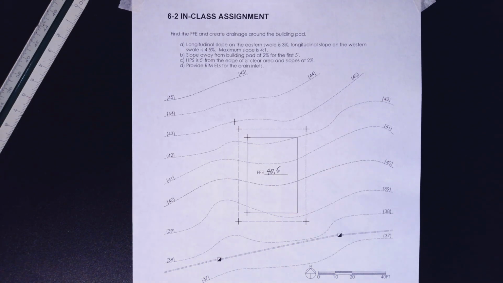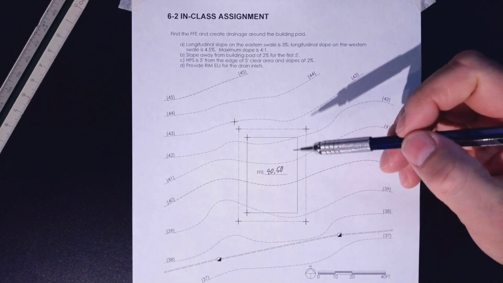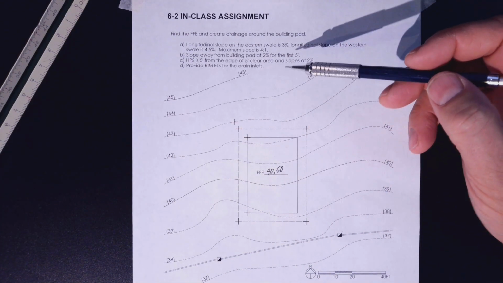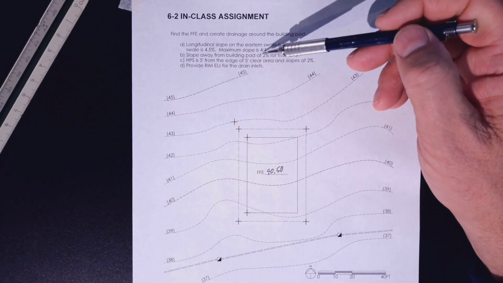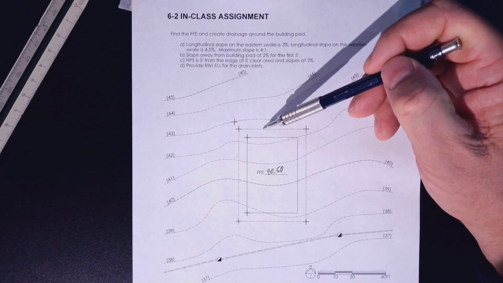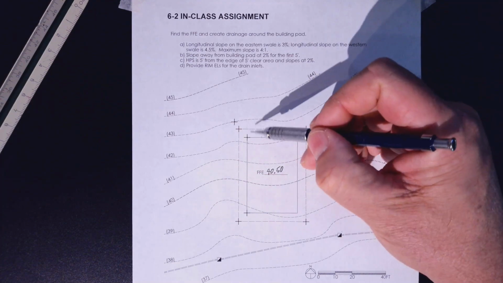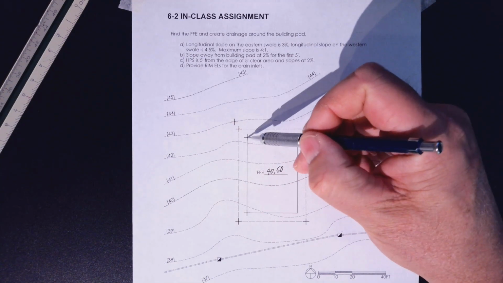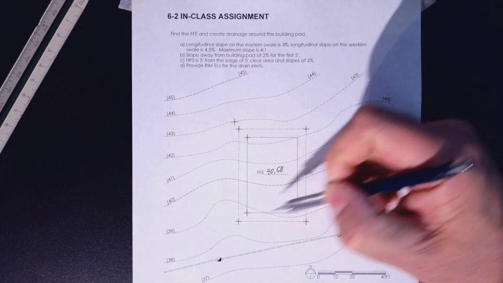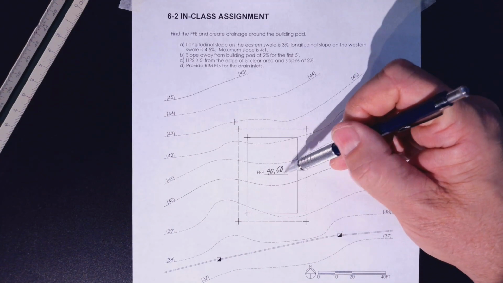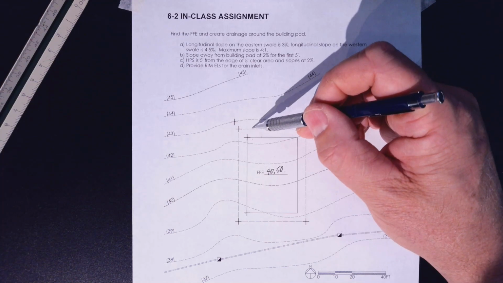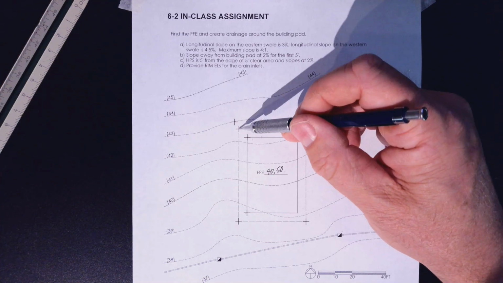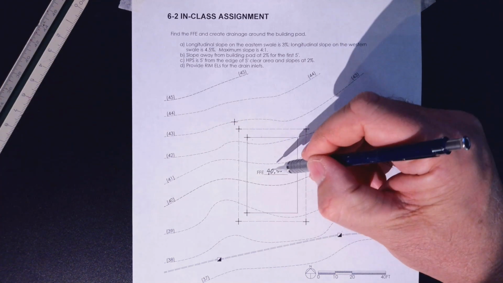So 40.50 we'll say as our pad. Hopefully that makes sense. Now let's go ahead and do our grading problem. They say that the slope away from the building pad is 2% for the first 5 feet, so that's from here to here. We want to know what the vertical drop is from here. All four corners are 40.5. This whole thing is 40.5. So now we're going to go 5 feet at 2% and assign that elevation to these corners.